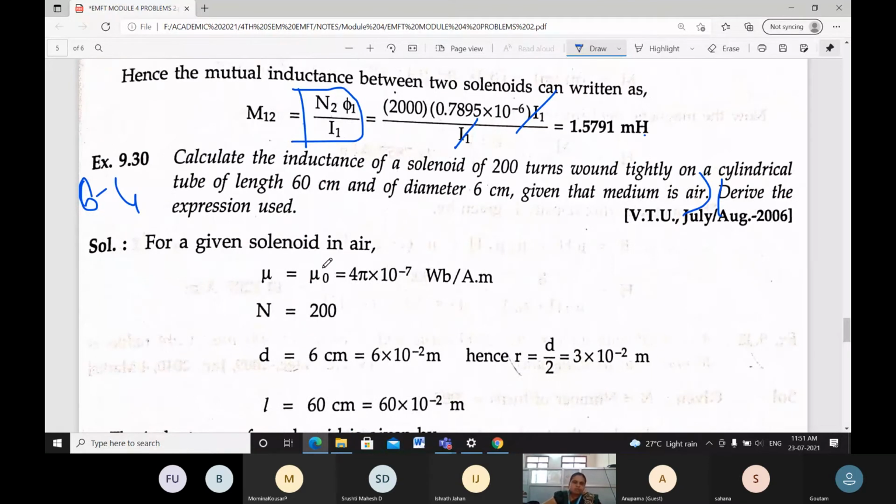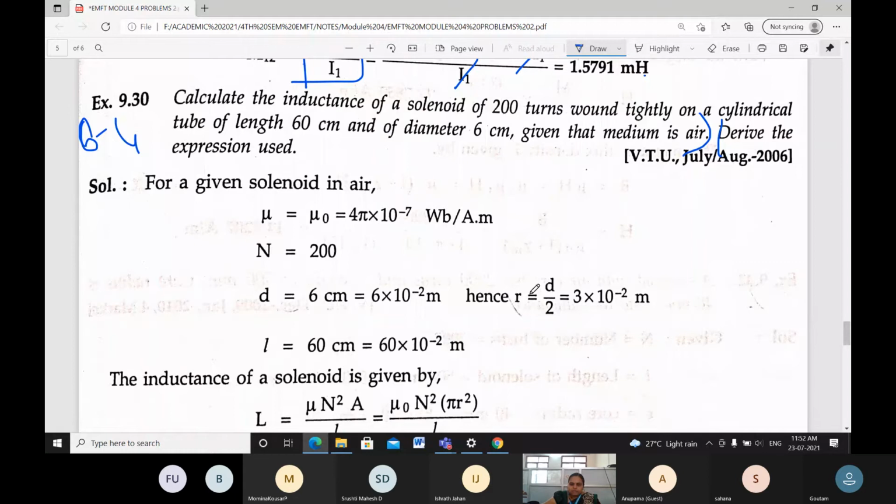Mu is going to be mu naught, that is equal to 4 pi into 10 to minus 7 Weber per ampere meter. Then n is given as 200. Our d is given, that is the diameter, 6 centimeters, and length is given as 60 centimeters.